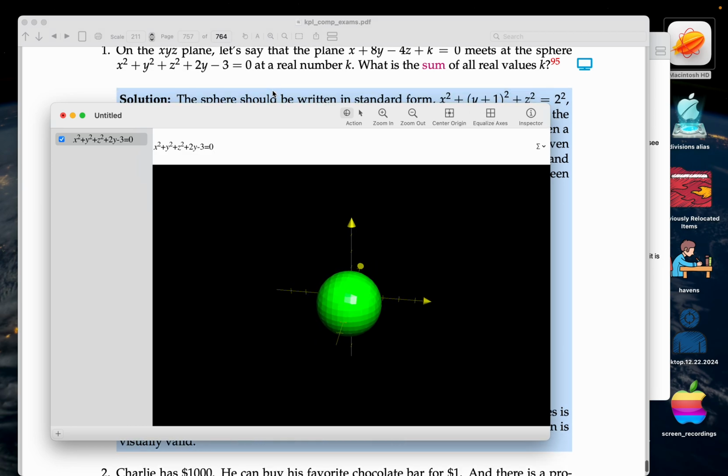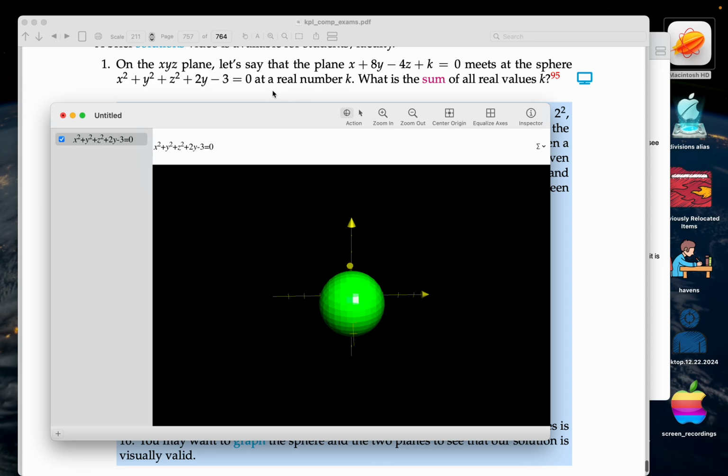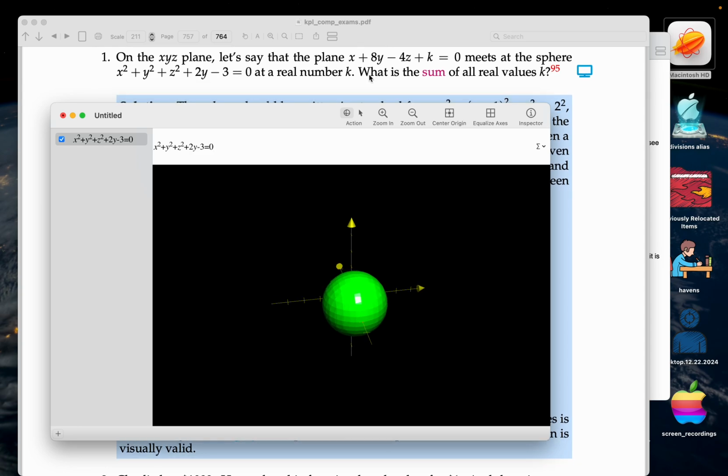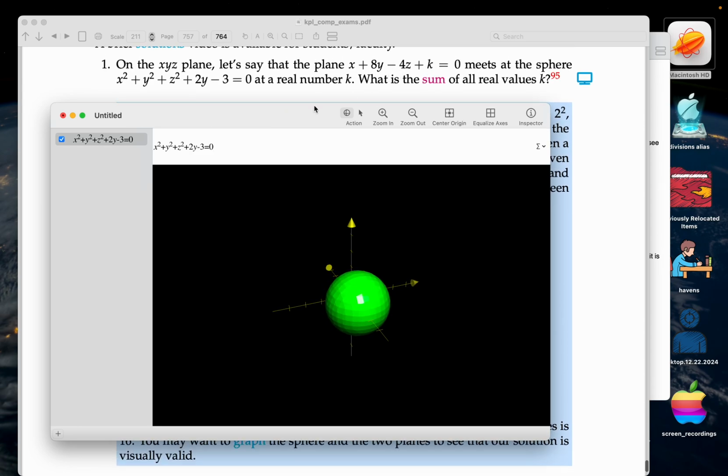Now, what I want to do is also type in the plane. And the plane is this thing over here. It's x plus 8y minus 4z plus k. So I'm going to get a new equation, and I'm going to talk about what that looks like to me. It looks like x plus 8y minus 4z plus k.